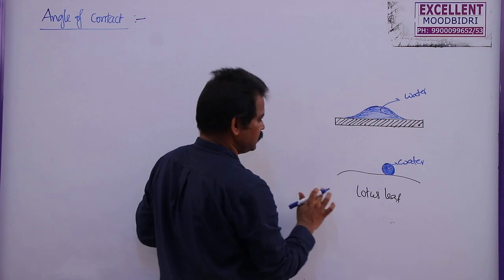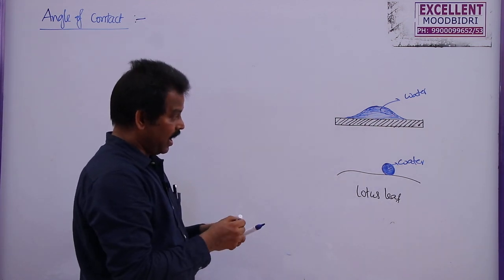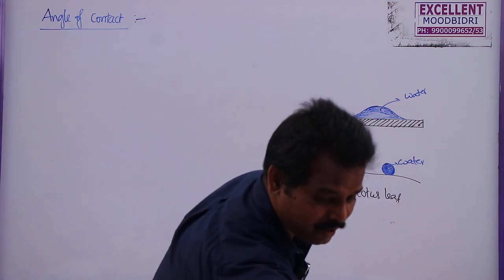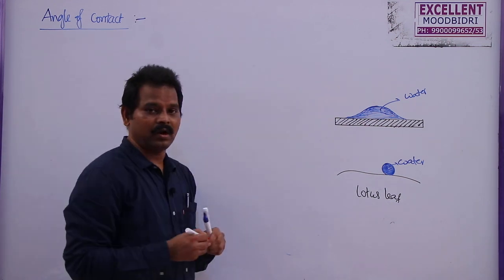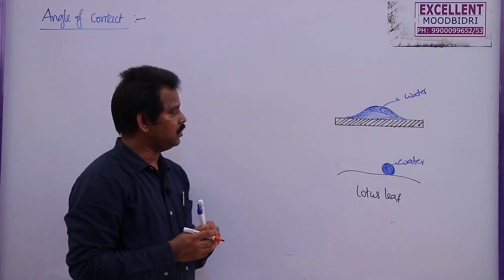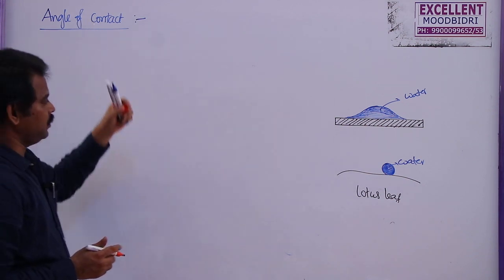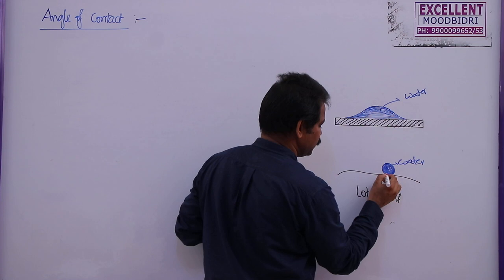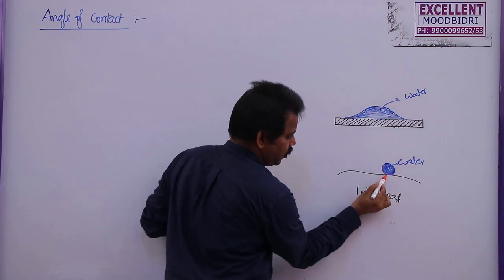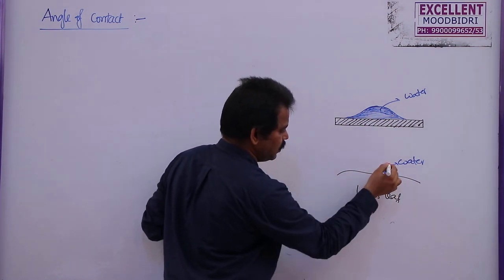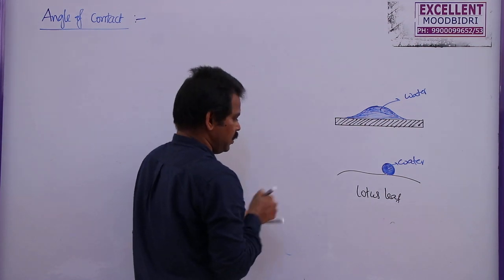based on the other surface. Here the angle made by the tangent drawn at the point of contact with the solid within the liquid surface is known as angle of contact. What is this? Suppose if you take this one here, this is the point of contact between this solid and this liquid. So I'm going to show this.